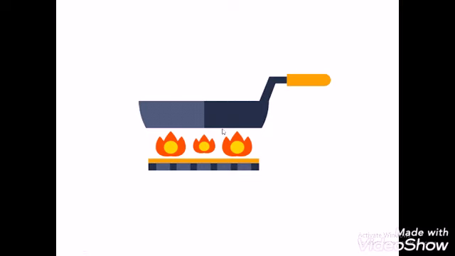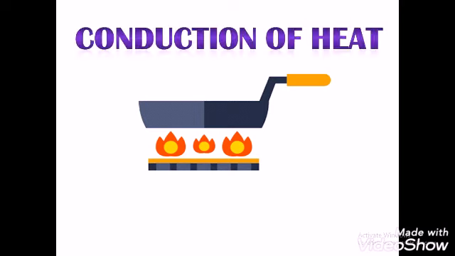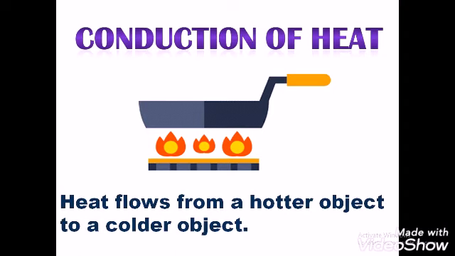And when the pan is removed from the fire, what happens? It slowly cools down. Why does it cool down? Yes, the heat is transferred from the pan to the surroundings. So you can understand that in both cases, the heat flows from a hotter object to a colder object. This process is known as conduction of heat. In fact, in all cases, heat flows from a hotter object to a colder object.